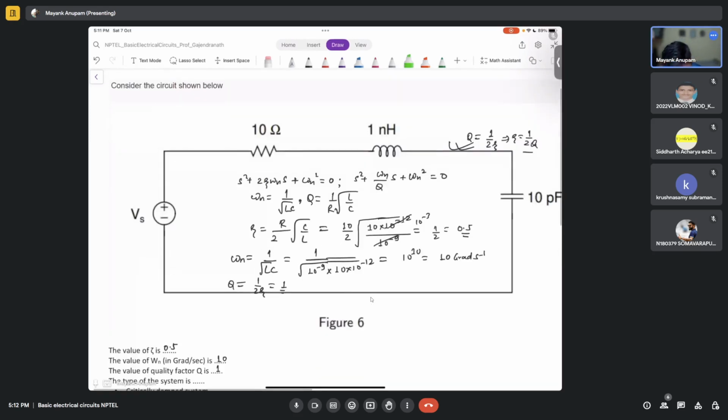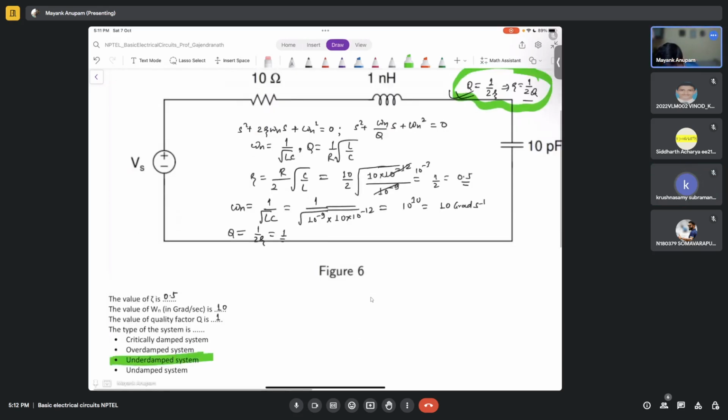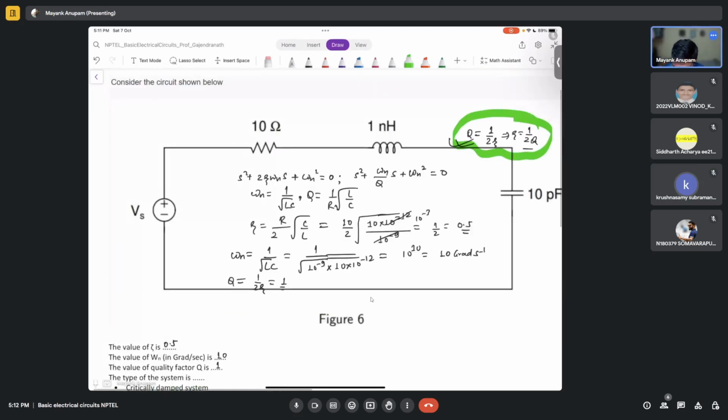By the way, is this correct or not? Q is equal to 1 over 2 zeta. Is this correct or not? Have you verified it at your end? You have verified it, right? Formula verified. Yes, good. Fine, so this is clear, right?